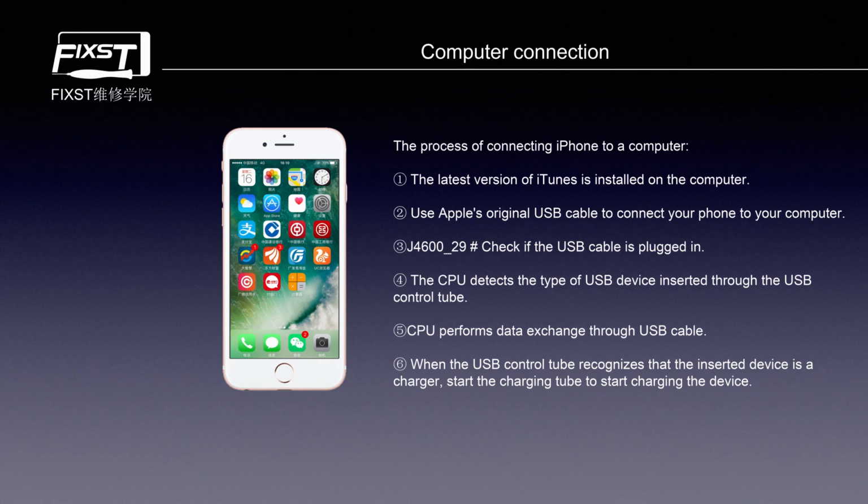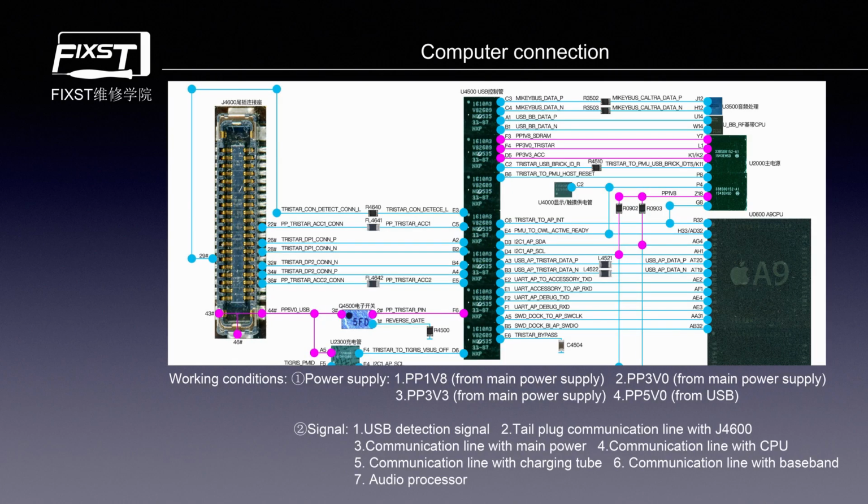And number 5 is the CPU promoting data exchange through the USB cable. And number 6 is when the USB control IC recognizes that the inserted device is a charger, it starts the charging IC to start charging the device. In the iPhone, the U4500 USB control IC controls the connection and charging, these two parts.